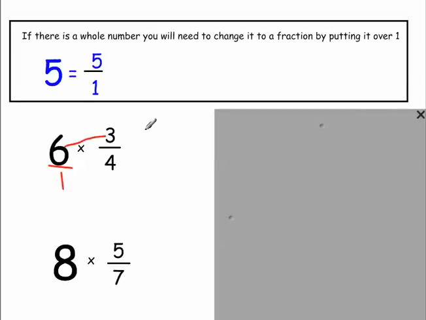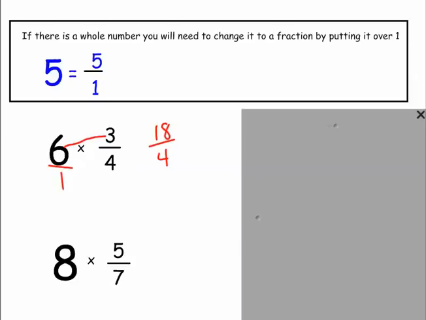So 6 times 3 is 18. 1 times 4 is 4. Now, because I am multiplying by a whole number, your answer is probably going to be improper, which means you need to then go and change it back to proper. So 4 goes into 18 4 times, and there's 2 left over, 2/4, which can simplify to 4 1/2.